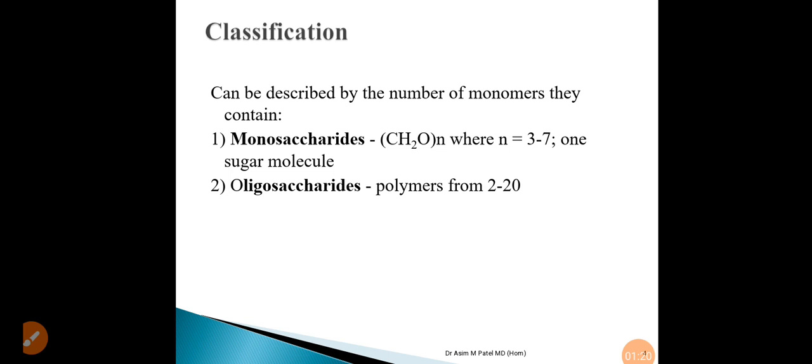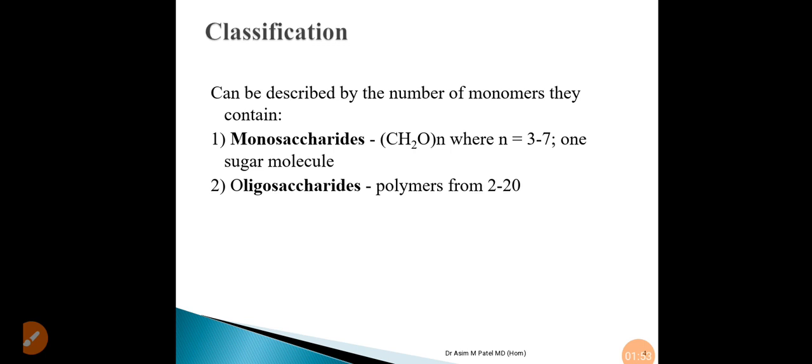Classification of carbohydrates. They can be described by the number of monomers they contain. So accordingly, there are four types of carbohydrates. The first classification is monosaccharides, where they contain 3 to 7 carbon atoms, with the formula CnH2nOn, where n is the number of carbon atoms.